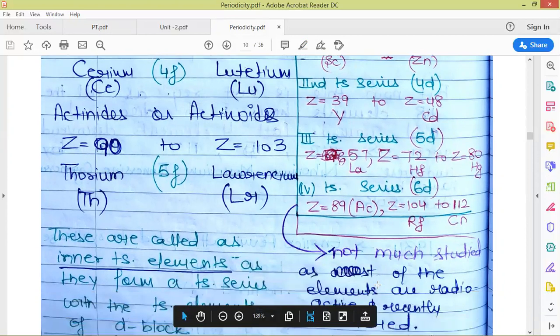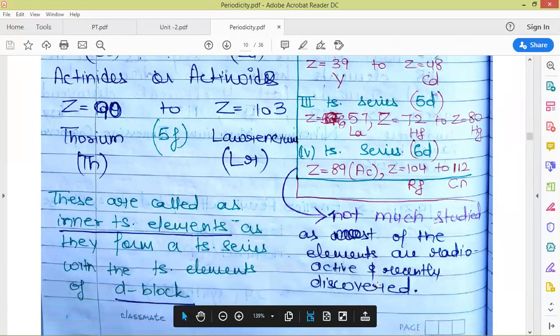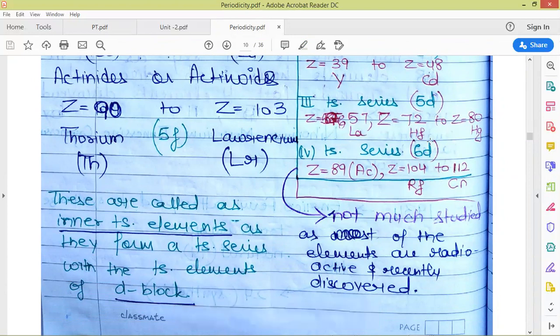In the case of the 6d series, this is not much studied as most of the elements are radioactive and have recently been discovered. So not much study is available on the elements present in the 6d series, that is in the last period. But apart from this, the above 3 series, that is the 3d series, 4d series and 5d series, have been much studied, and many properties have been evaluated for these series.